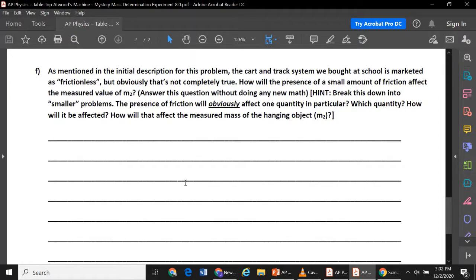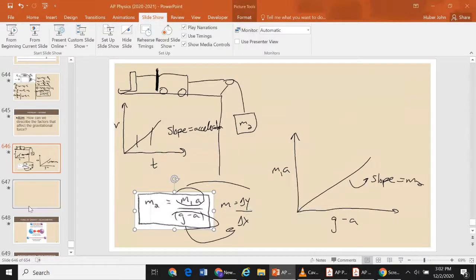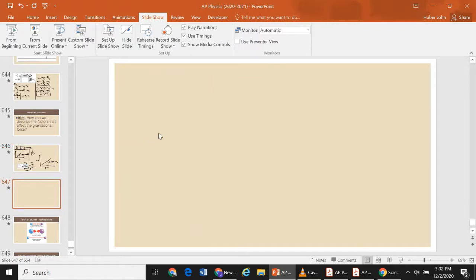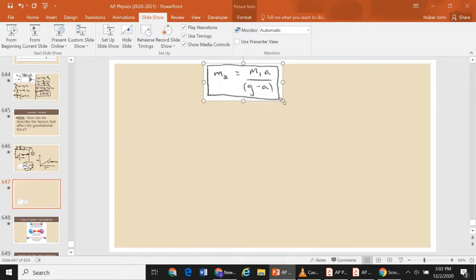And what I wrote for the hint was, break this down into smaller problems. The presence of friction will obviously affect one quantity in particular. Which quantity? How will it be affected? How will that quantity being affected affect the measured mass of the hanging object, M2? And so to do this properly here, you're going to need to take a real close look at the equation. So let's just take a second, take a real good look at that equation.